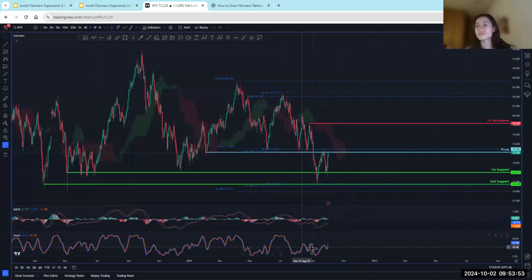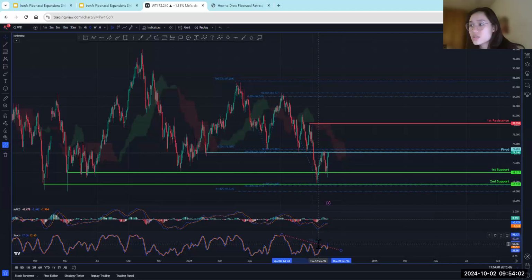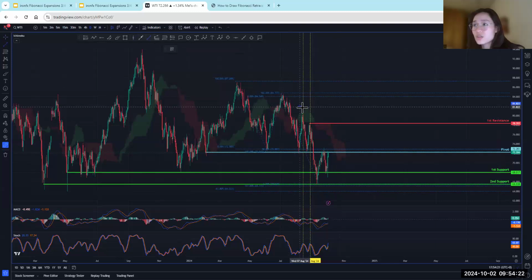Stochastic. No, stochastic isn't telling us much, although it is giving us a bit of a bullish momentum over here. Reason being, we have what's called a divergence here. So we have two swing highs here, right? And price has been making lower highs, whereas here they are maintaining at that same level, right? It's testing that same horizontal level. So this is our resistance.